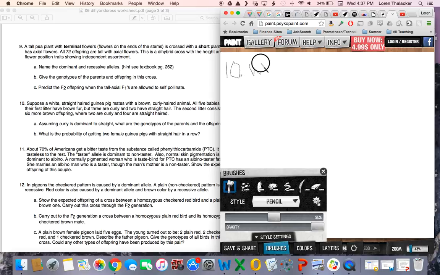We've got white and straight hair. We'll cross that with brown and curly hair. Brown and curly. Okay, so it tells you a lot about their babies.